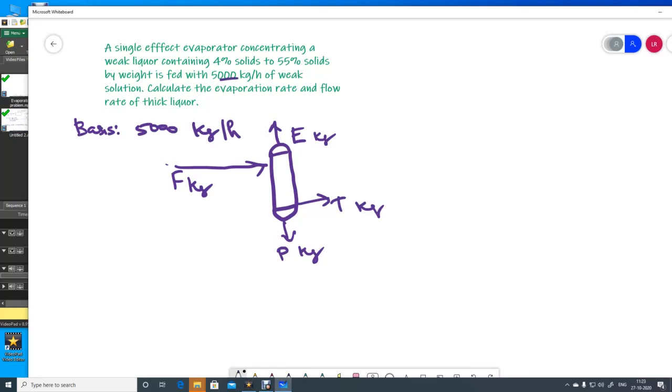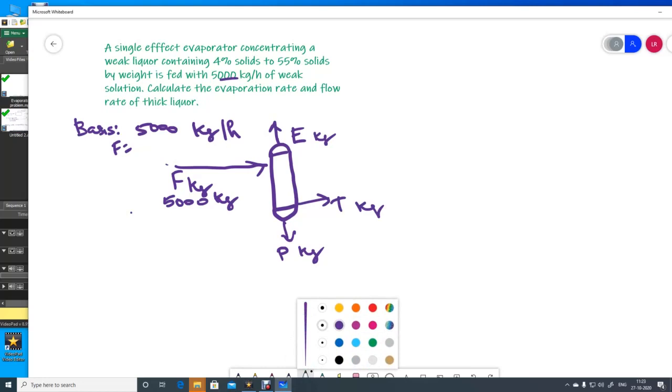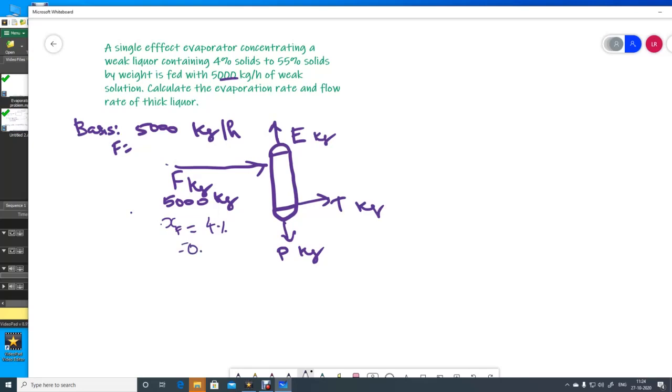Now what is given? It is given that 4% of solids is present in the weak liquor. So we can write XF equal to 0.04. Remember, if it is 40%, it is 0.4. If it is 4%, it is 0.04 as the mass fraction. Similarly, the mass fraction of solids in thick liquor is also given.